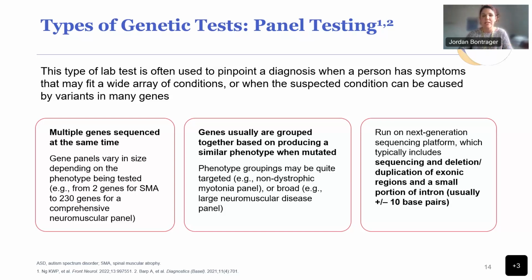These are run on next generation sequencing platforms, which typically include sequencing of and deletion duplication analysis of the protein coding regions of these genes, so those exonic regions, as well as a small portion of the introns, so normally plus or minus about 10 base pairs. So this is not looking in the deep intronic regions. Those variations will be missed, and they're, again, just limitations of this particular test.